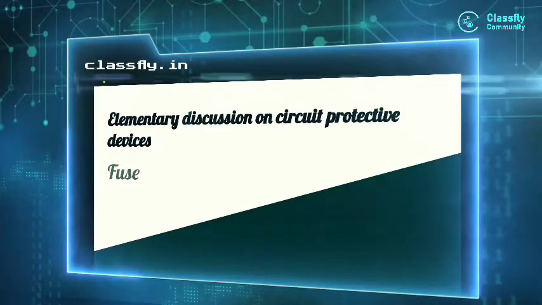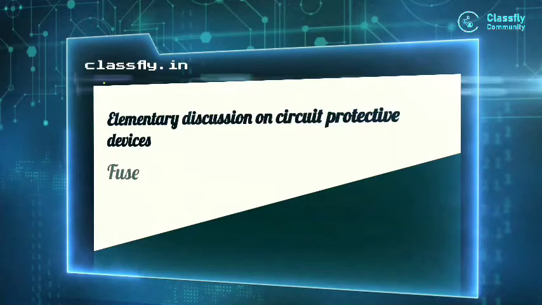Let's begin with today's lecture. Today's lecture topic is an elementary discussion on circuit protective devices. This is our discussion on protective devices, which come in the form of a circuit that we use in our household appliances. And the first protective device which helps us in our household appliances is the fuse. Okay, let's move.